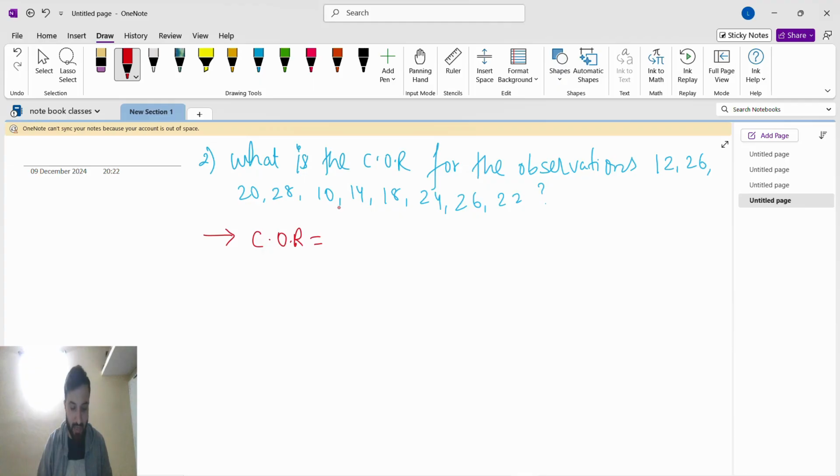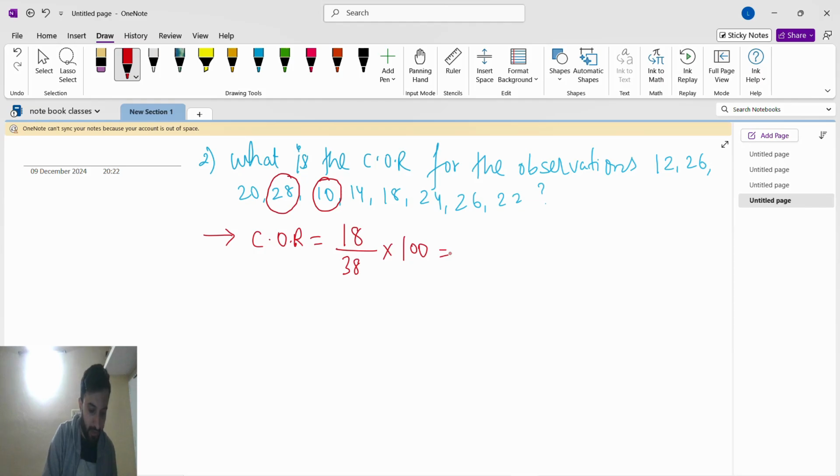So first of all you have to find the highest observation. The highest observation is 28, and the lowest observation is 10. That's it. H minus l, 28 minus 10, 18, divided by h plus l, 28 plus 10, 38, into 100. So 18 divided by 38 into 100, we are getting 47.36. Answer is 47.36. Now we'll go for the third question.